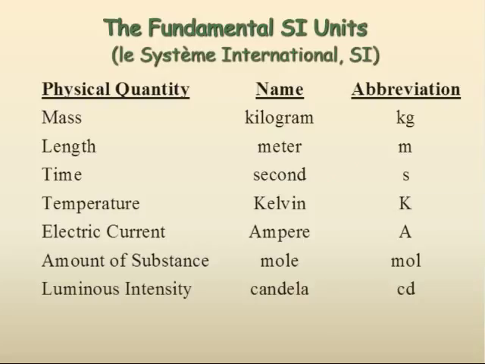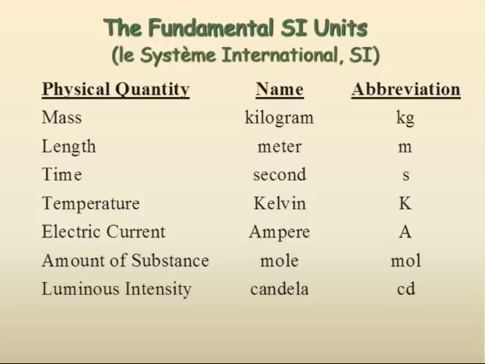So here is a table. The quantity that we're looking at, they have the common SI units or the base SI units for each of these quantities and then their abbreviation. For mass, it's the kilogram, even though gram is going to be a little bit more useful for us in chemistry here. Length is the meter.